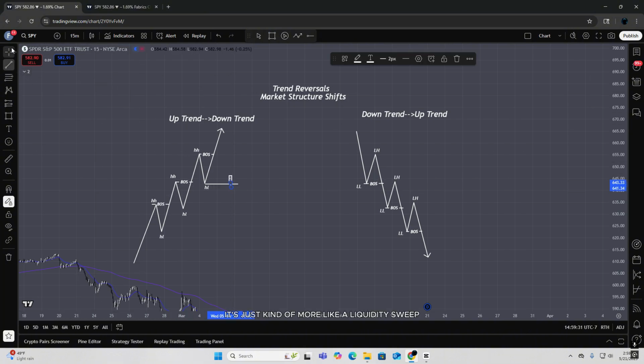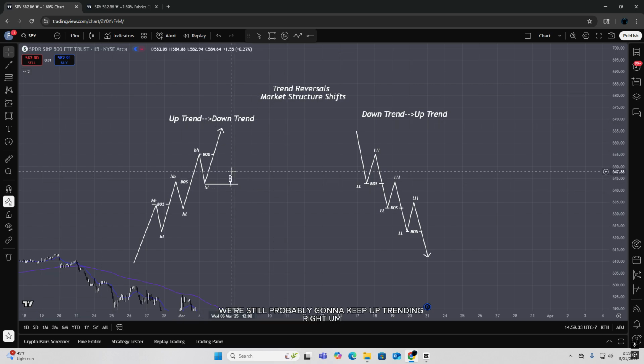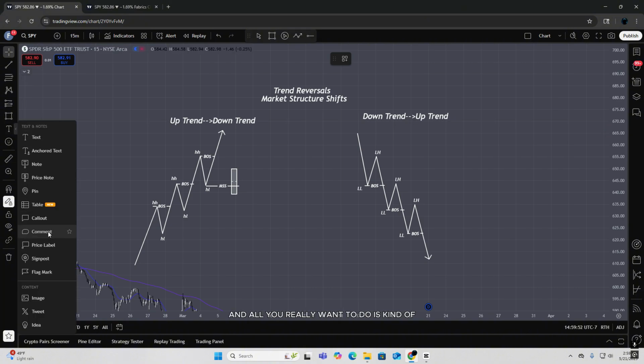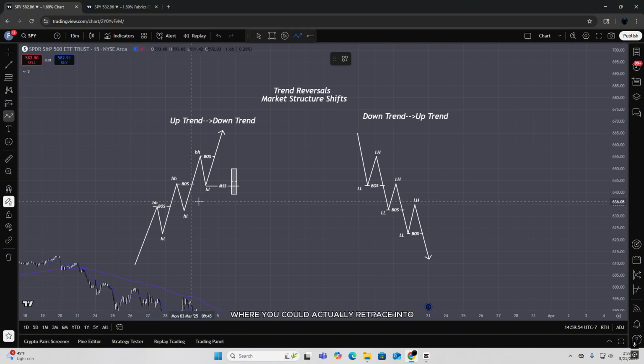It's more like a liquidity sweep. We're still probably going to keep uptrending. If you have a wick like that, that does not make a market structure shift. But when you have a full candle close like this, that validates your market structure shift. This will be your market structure shift, and all you really want to do is see more confidence where we could retrace into some sort of fair value gap.